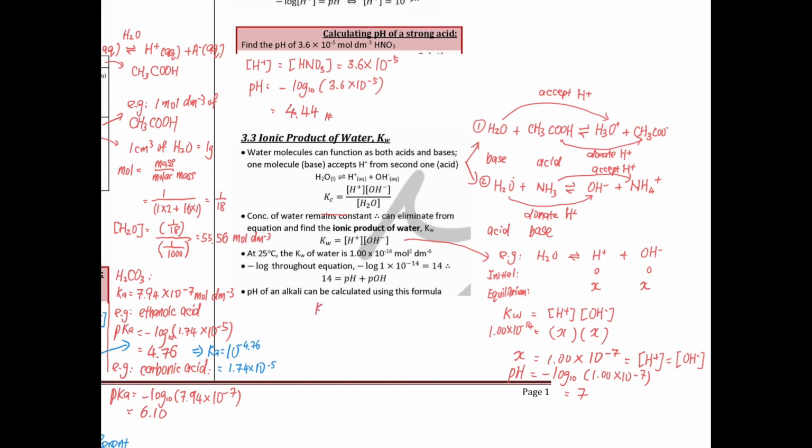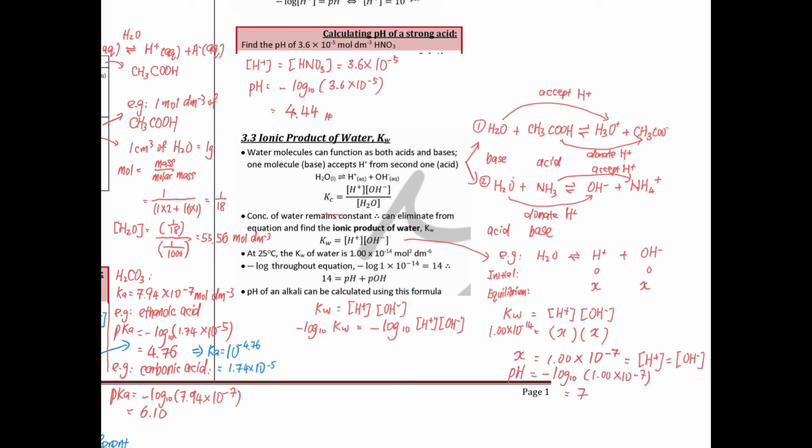You have Kw equal to H plus OH minus. They said negative log throughout the equation. That means negative left hand side and negative right hand side. So we negative both sides, and after that we have to negative log 10 for this value. This value 1.00 times 10 to the power of negative 14. We have to negative log that value.